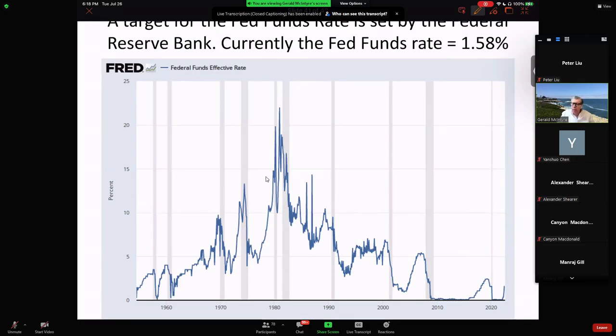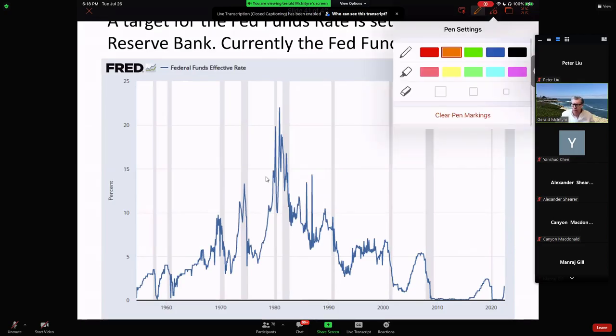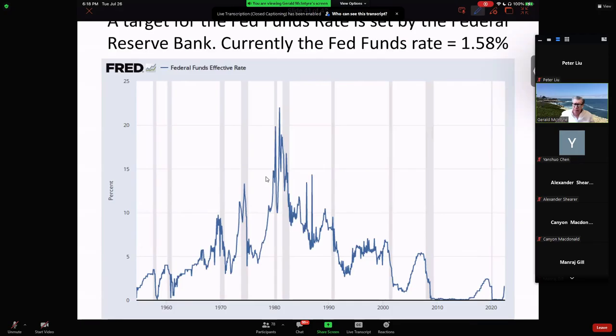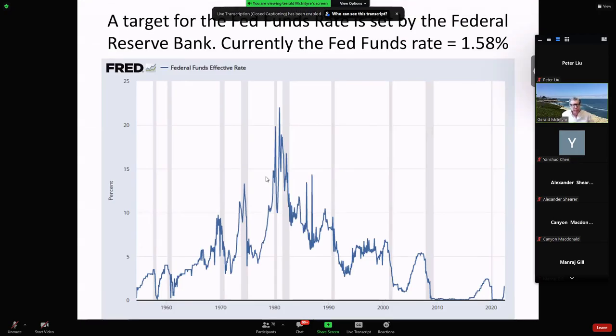We mentioned the federal funds rate earlier, and we talked about that in some detail. The federal funds rate is the target rate set by the U.S. Federal Reserve Bank.